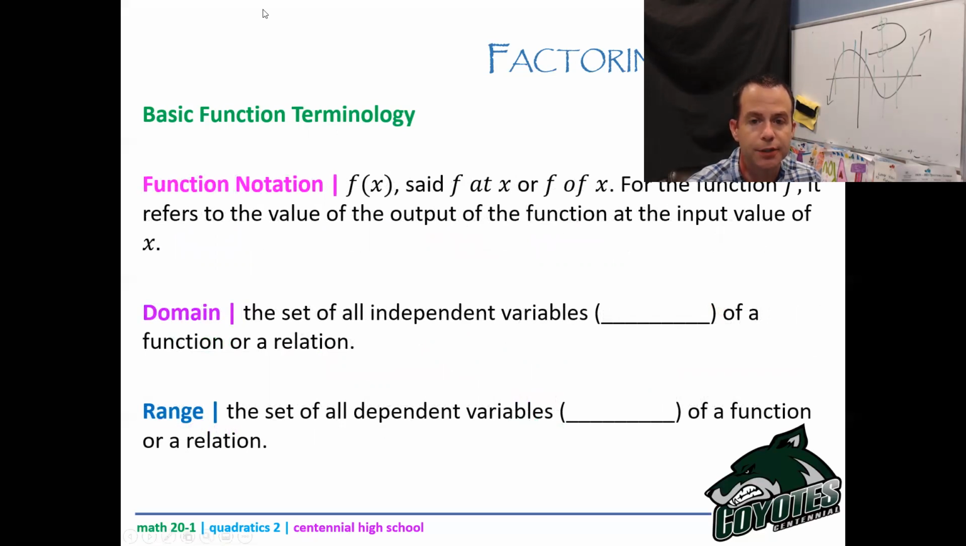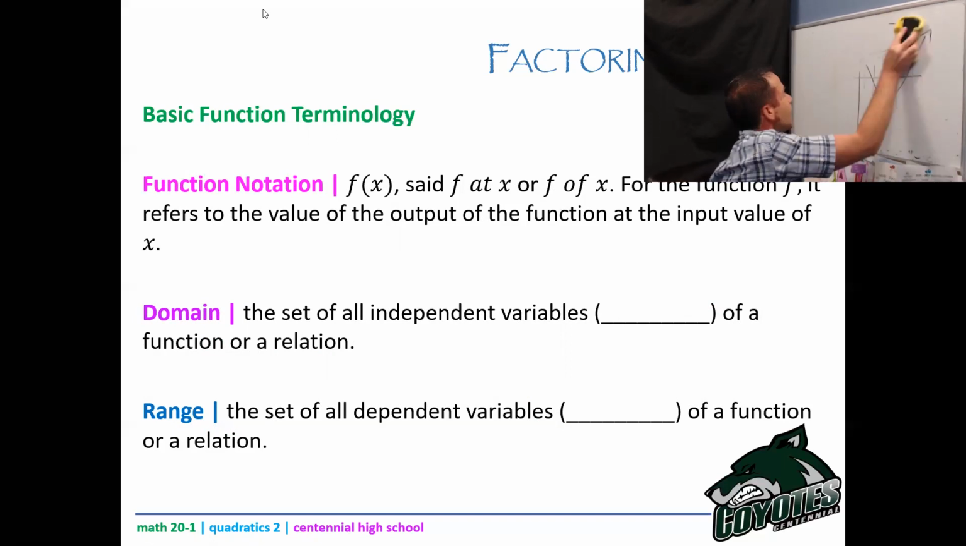Function notation. We introduced function notation last year, and that's this f of x. When we have f of x, we say f at x, or sometimes f of x. What we're referring to there, we would have talked about last year, is that it's a replacement for y. So for the function f, it refers to the value of the output of the function at the input value of x.